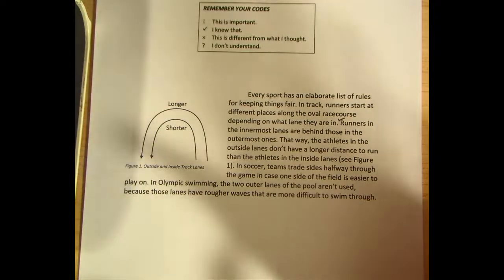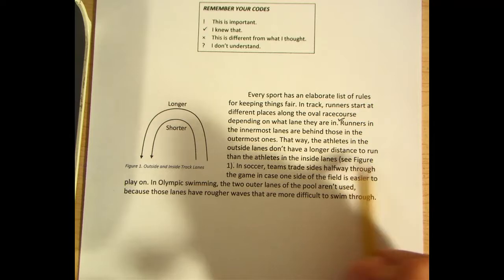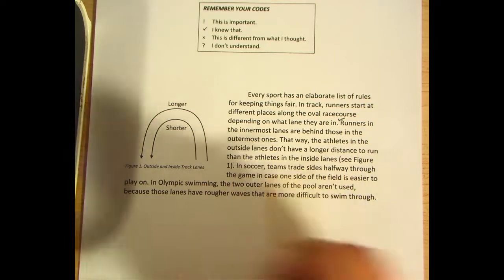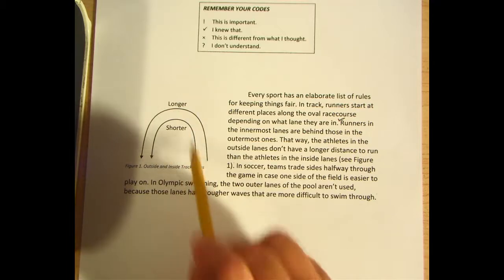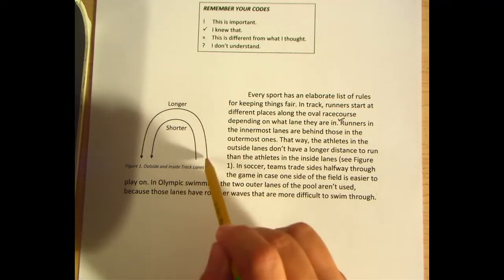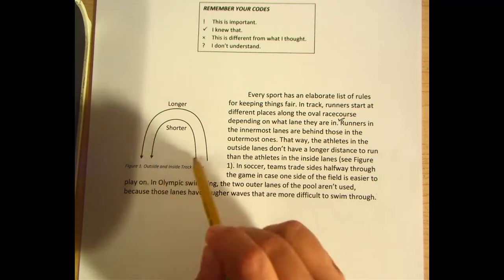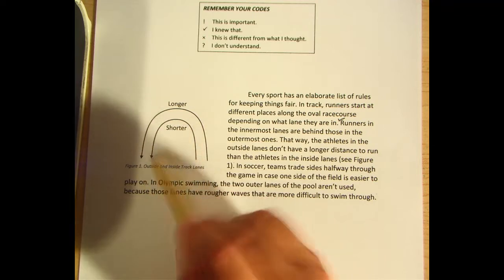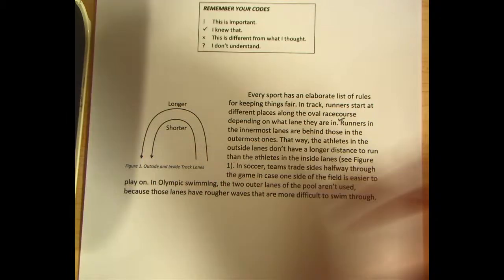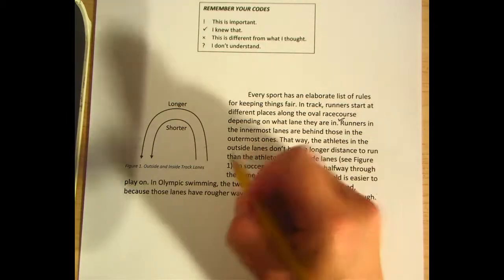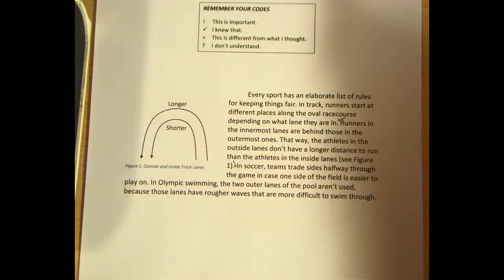Okay, anytime you're reading science and it says something about an illustration, a diagram, a figure, you always want to look at it. And here it says the outside and inside track lanes, and I can see how this is physically longer than this line here. If I tried to smush them together, this one would just maybe come there and there. Okay, that seems like it might be important, so I'm going to put an exclamation mark there.